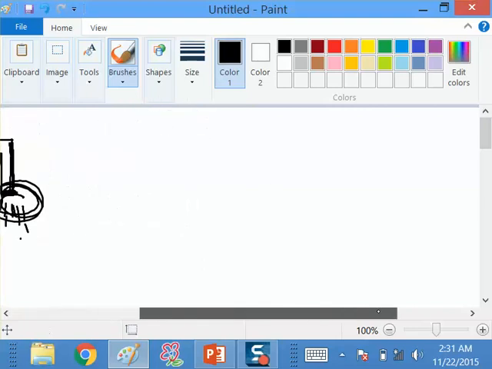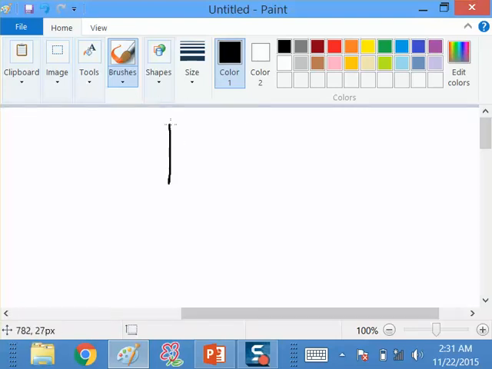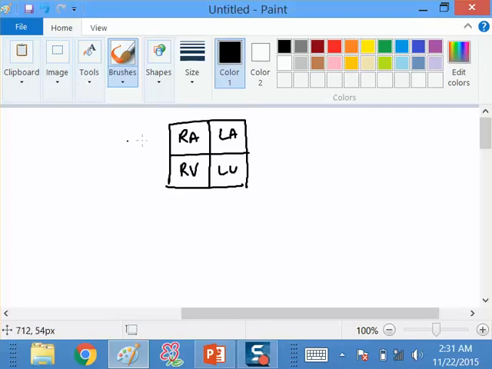Same concept applies to the heart. Now we have a heart here. What is this? Right atrium, right ventricle, left atrium, left ventricle. So this is from the venous side, right? Yes. This is from the venous side.